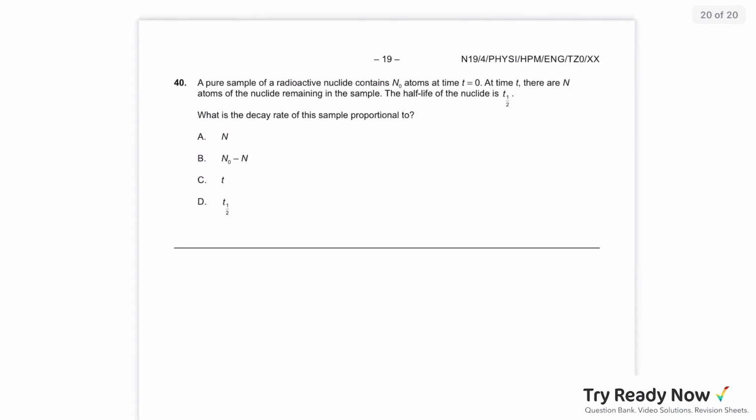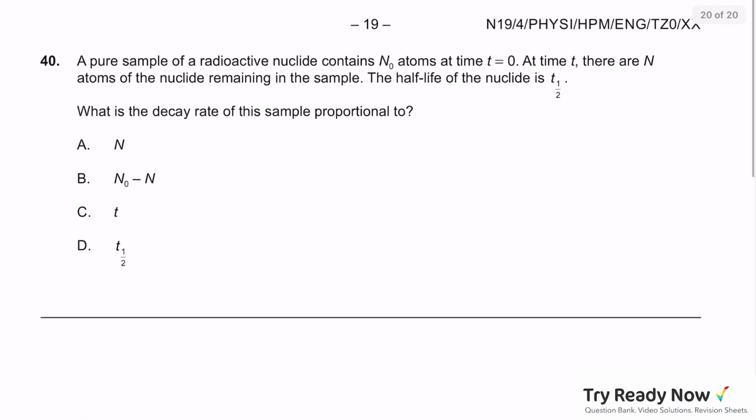Now moving on, last but not least, we have question 40. So in question 40, what we have here is a sample of radioactive nuclide containing N0 atoms at time equals 0. Now we're asked that at time t, there are N number of nuclides remaining in the sample, and we're given the half-life to be t subscript half. And we're asked, what is the decay rate of this sample proportional to?